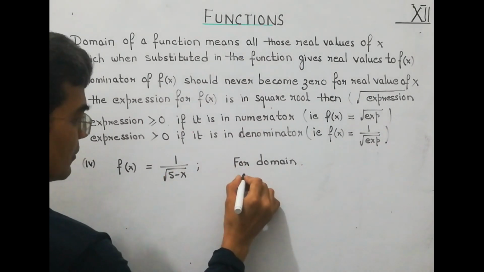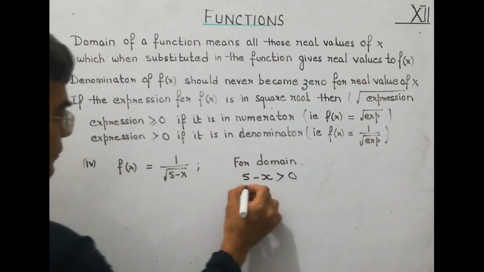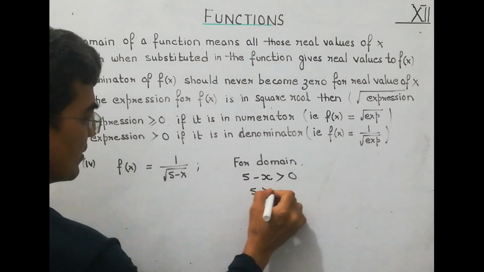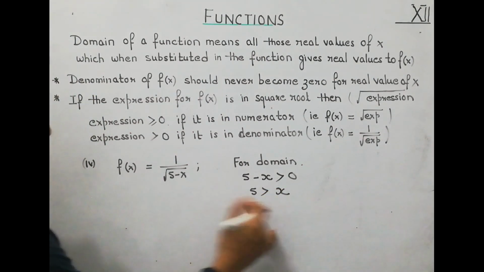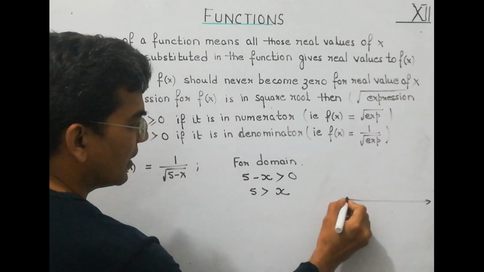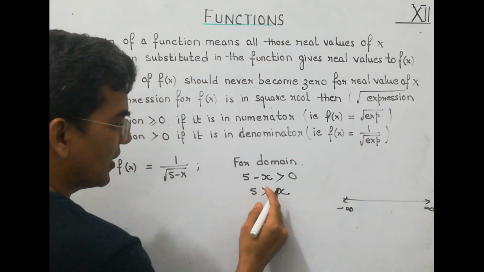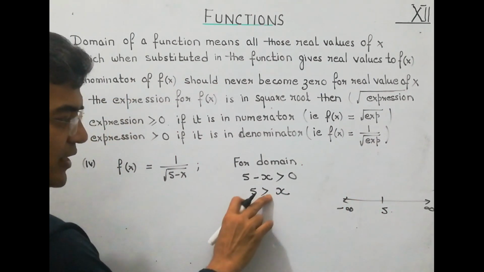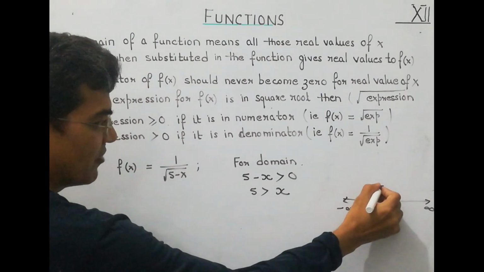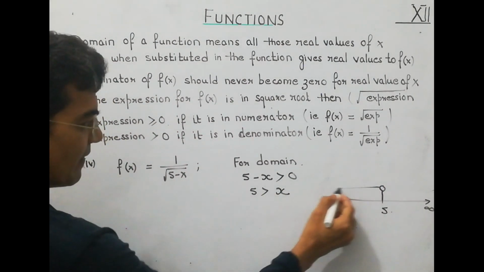So here 5 minus x will be taken greater than 0. So 5 is greater than x. So that means x is less than 5. So on a real number line, this is minus infinity, this is plus, and you are having 5. x is not equal to 5. So 5 is not included and x is less than 5.